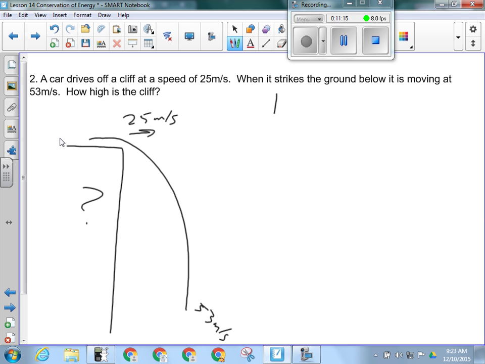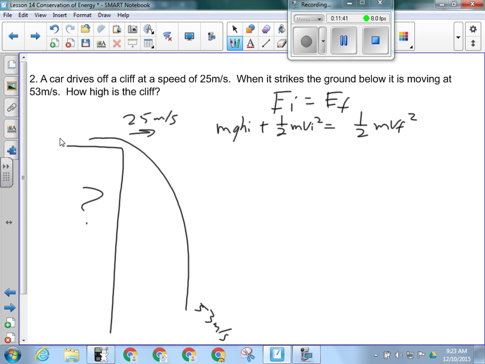Okay, so we got EI equals EF. We have obviously at the beginning potential energy. We have at the beginning kinetic energy. But at the end we only have kinetic because it's going to be at the bottom of the cliff where the height is 0. I'm looking for the initial height because that would be the height of the cliff.